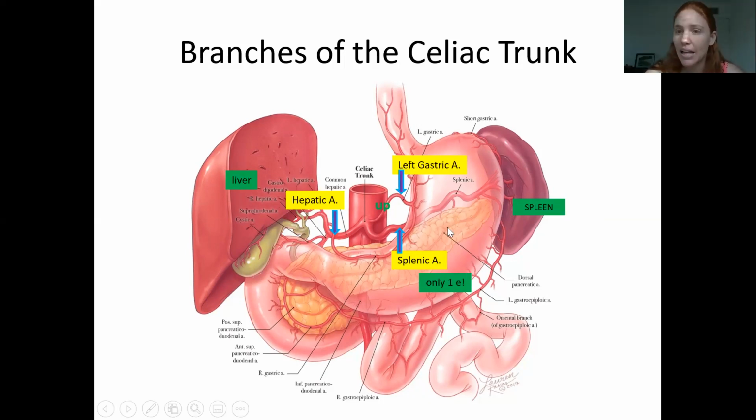That one goes left, and the one that goes right is going to go to the liver. Whenever you see the word hepatic, hepatic means liver. So we have three branches. The one that goes up is the left gastric artery. The one that goes to my left is the splenic artery that goes to the spleen. And the one that goes right is the hepatic artery that goes to the liver.